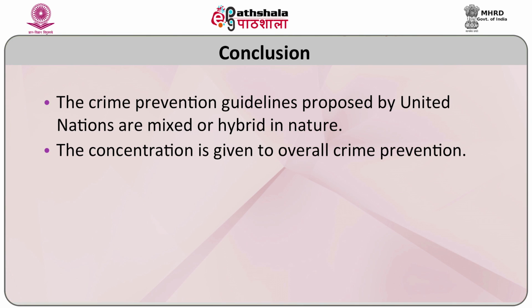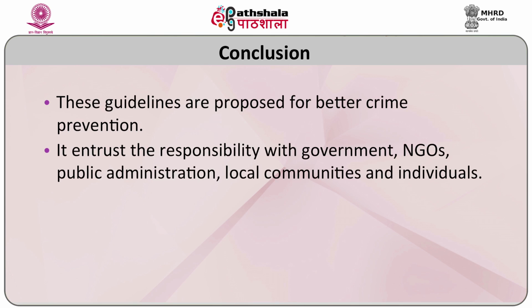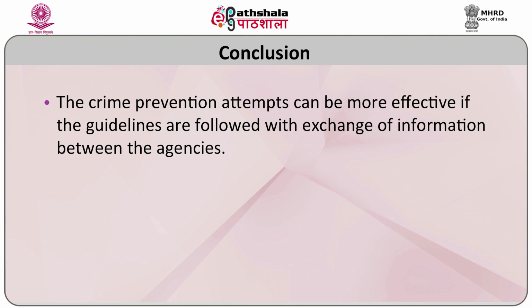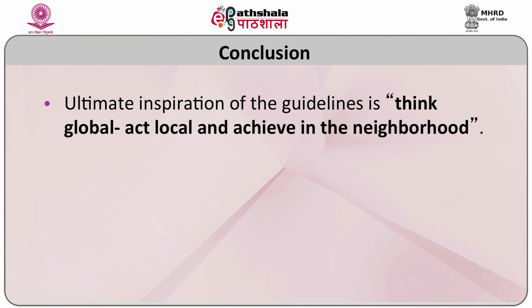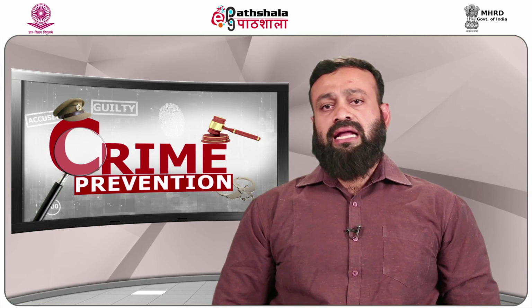Summary of this presentation: the crime prevention guidelines proposed by the United Nations are mixed or hybrid in nature. The concentration is given to overall crime prevention. These guidelines are proposed for better crime prevention. For better results, every country needs to check and work on local requirements and act accordingly. It entrusts the responsibility with the government, NGOs, public administration, local communities and individuals. Crime prevention attempts can be more effective if the guidelines are followed with exchange of information between the agencies. Ultimately, the inspiration of the guidelines is think global, act local and achieve in the neighborhood.